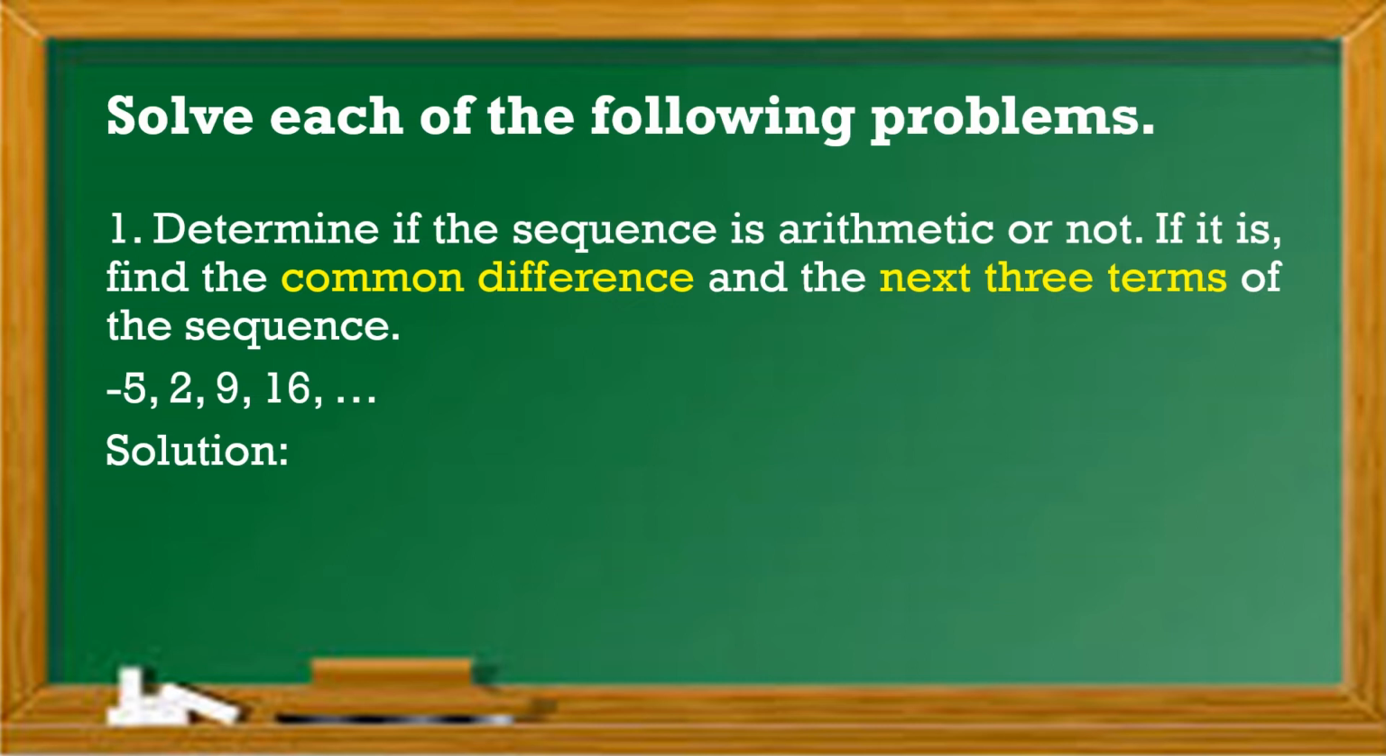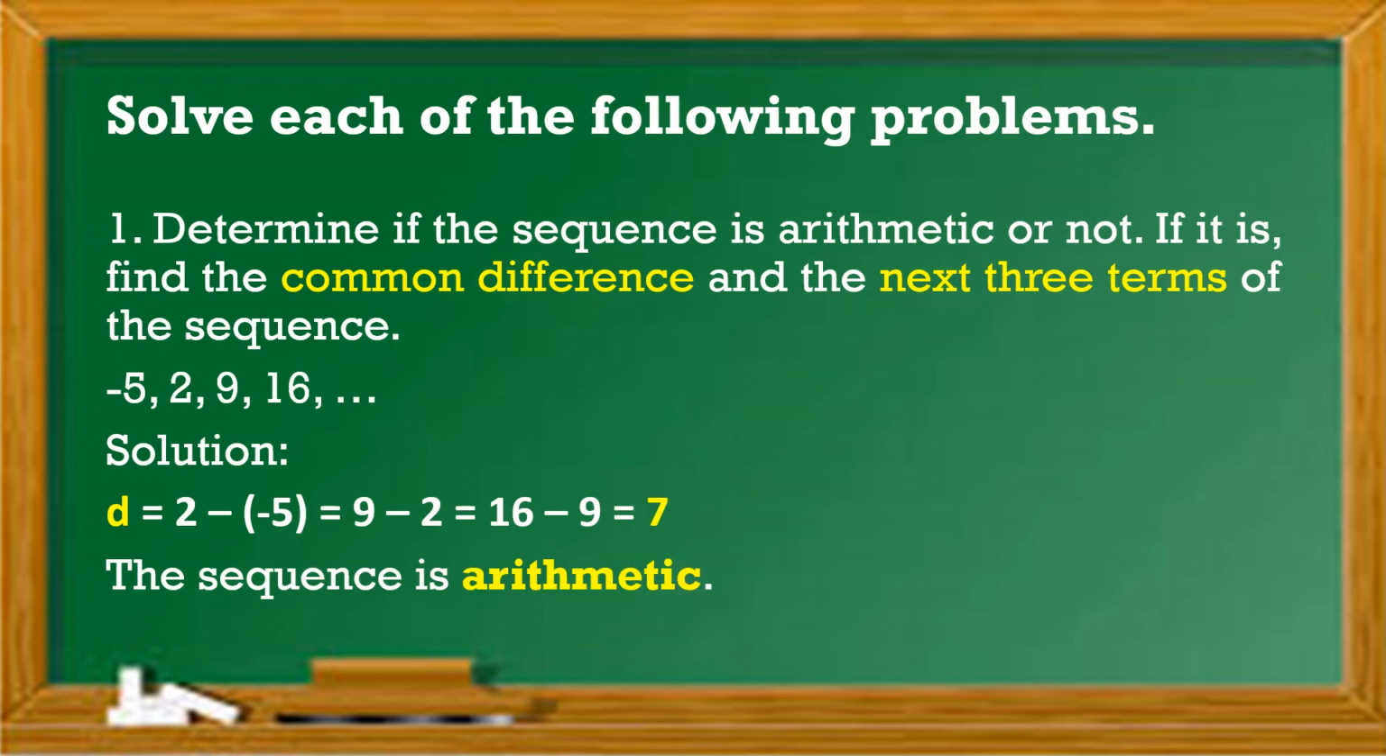Let's find out if there's a common difference between consecutive terms of this sequence. So we have here 2 minus negative 5, that's equal to 7. 9 minus 2, it's also equal to 7. And 16 minus 9 is also equal to 7. Since there's a common difference between consecutive terms of the sequence, therefore, the sequence is arithmetic.